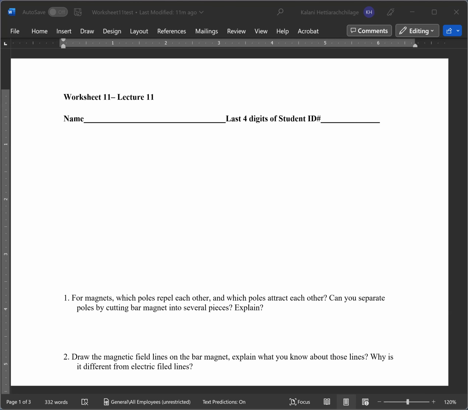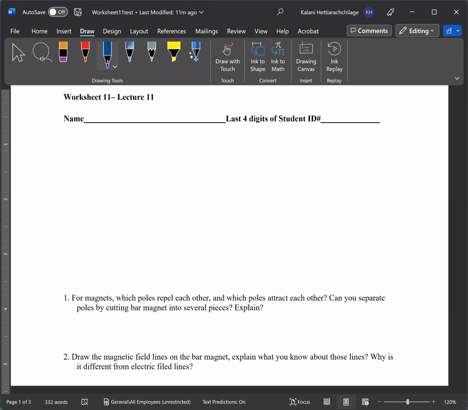Okay, hello everyone. So we're going to move into worksheet number 11 from lecture number 11. In lecture number 11, we talked about magnetism.